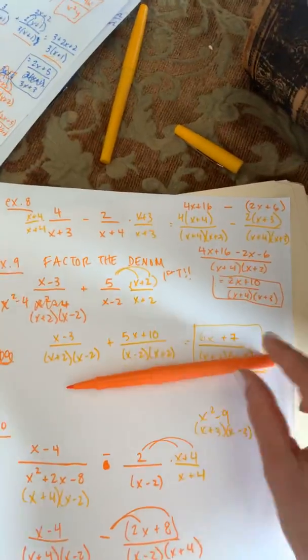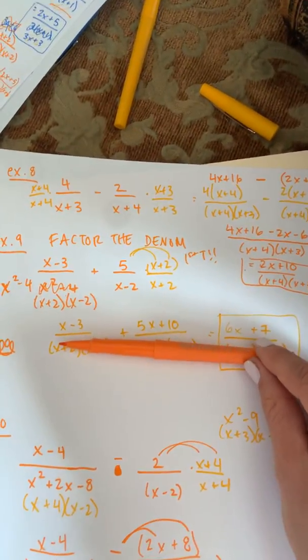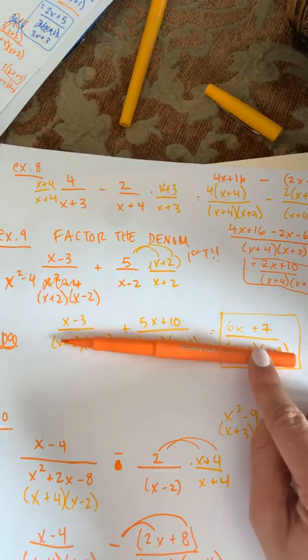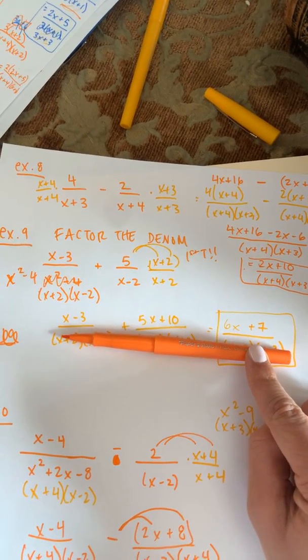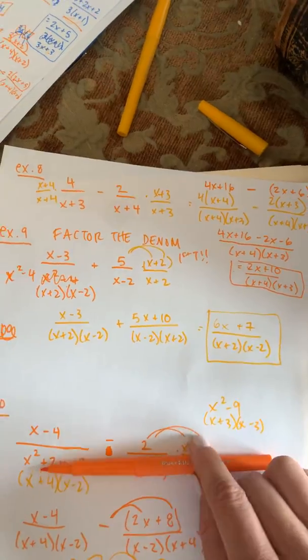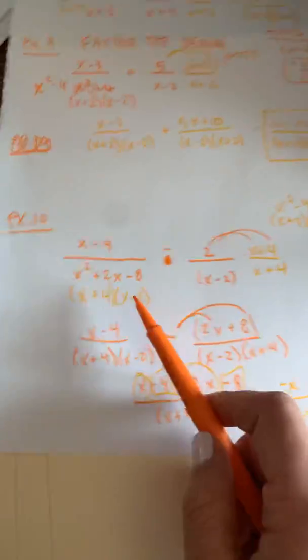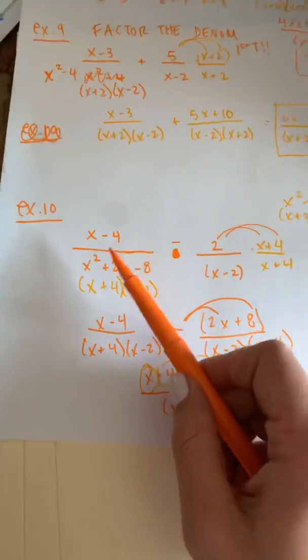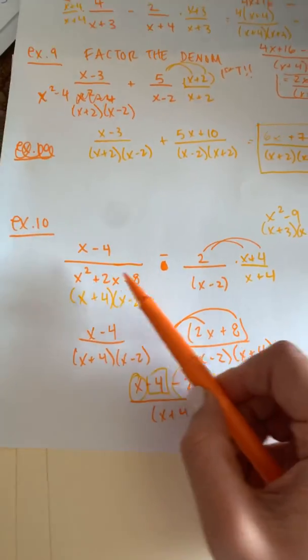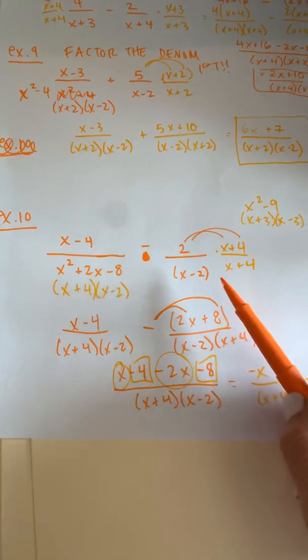Again, you can basically cover up the denominator and just deal with the numerator. The denominator is the only thing that changes. All right? Combine like terms, bada bing, bada boom. And the last example, I ended up making it a minus, to make it a little bit harder. So x minus 4 over this whole thing minus 2 over this whole thing.